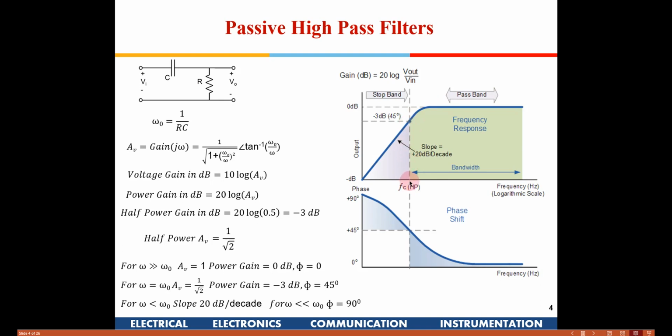After that, for omega much lesser than omega 0, this curve starts falling down. It will keep going down, because here omega is slowly decreasing, so this factor will keep increasing. So the entire denominator is increasing, so the gain will fall. The gain will start falling down. And what is going to be the slope of this? This slope is going to be 20 dB per decade.